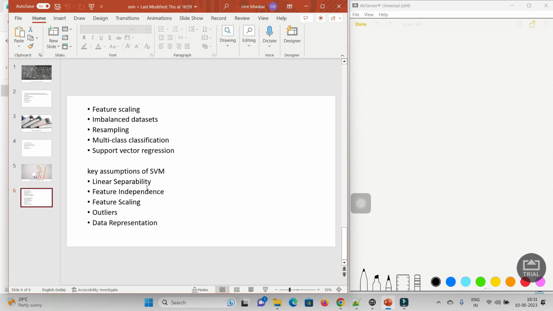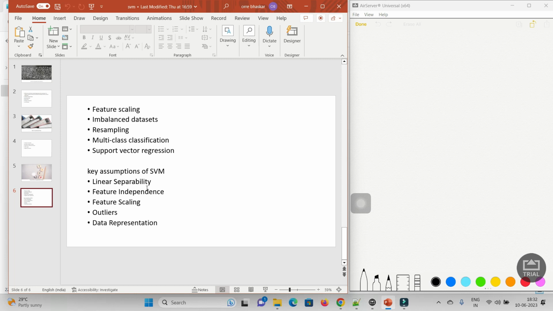Next assumption, data representation. SVM assumes that data is represented in a vector form where each instance is described by a fixed number of numerical and categorical features. Text or image data, for example, needs to be converted into numerical feature vectors before being used with SVM. So this point we will be using when we are doing coding. So we should have a fixed number of features. How machine learning algorithms work, they should have a fixed number of features. Maybe categorical or numerical, it doesn't matter. They should have a fixed number of features.